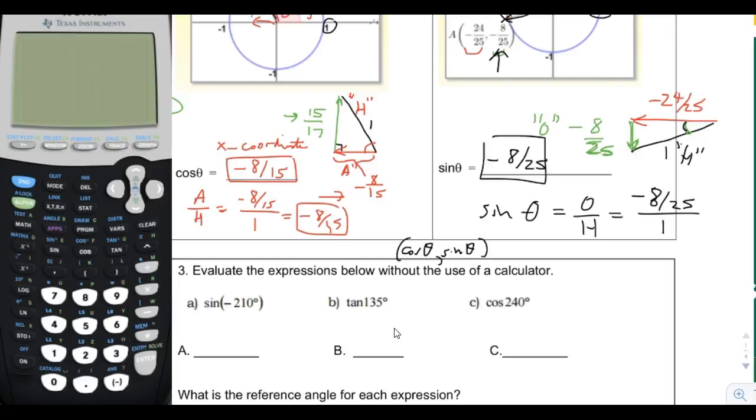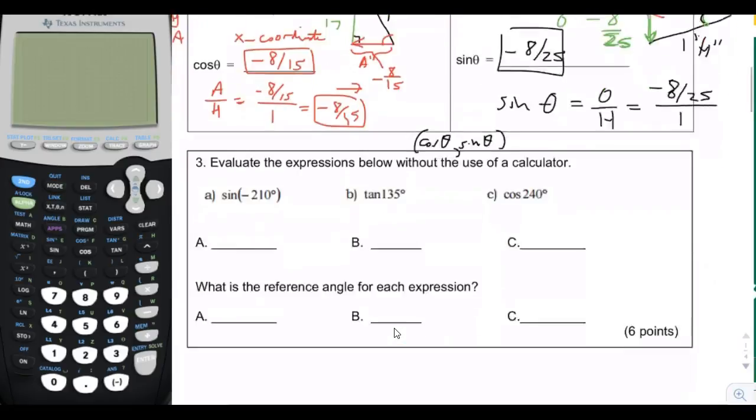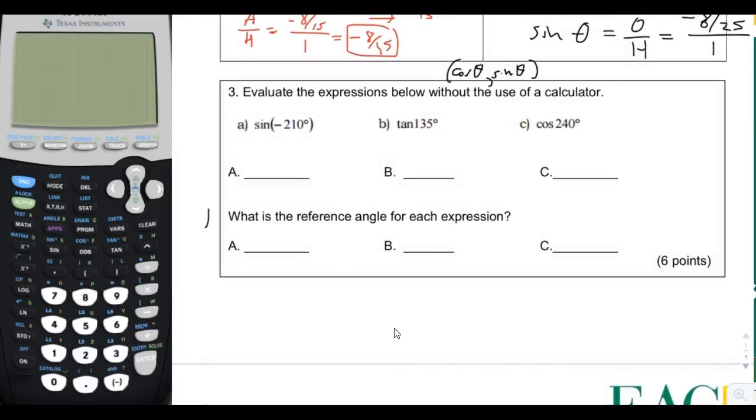And what is theta? Theta is the angle you turn through, starting from the x-axis, until you get to the line which intersects the unit circle. Okay, all right. Number 3: evaluate the expressions below without the use of a calculator. Actually, it's easier to do this first and then do this. So let's find the reference angle for each of these expressions. The easiest thing to do, I think, is to draw a picture.